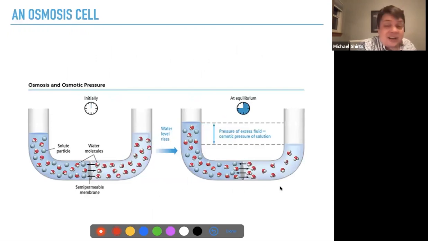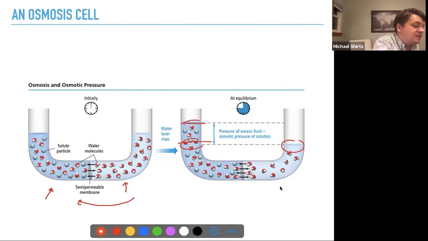So this is what an osmotic cell would look like. If you start out with a bunch of solute here and just solvent here, then of course the solvent is going to go over onto this side. But if you have it set up like this, eventually it'll reach equilibrium, because you do have pressure on the other side. If you have excess fluid, the difference in levels between this and this will actually be equal to a pressure.